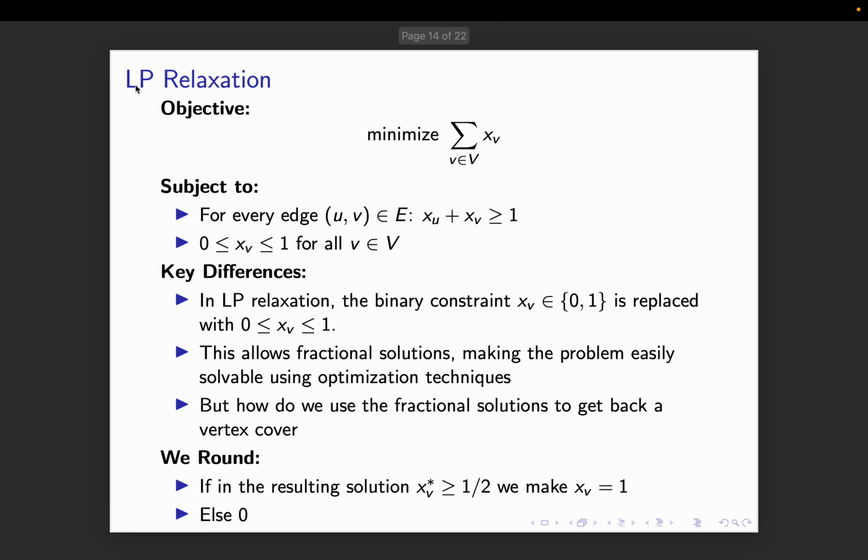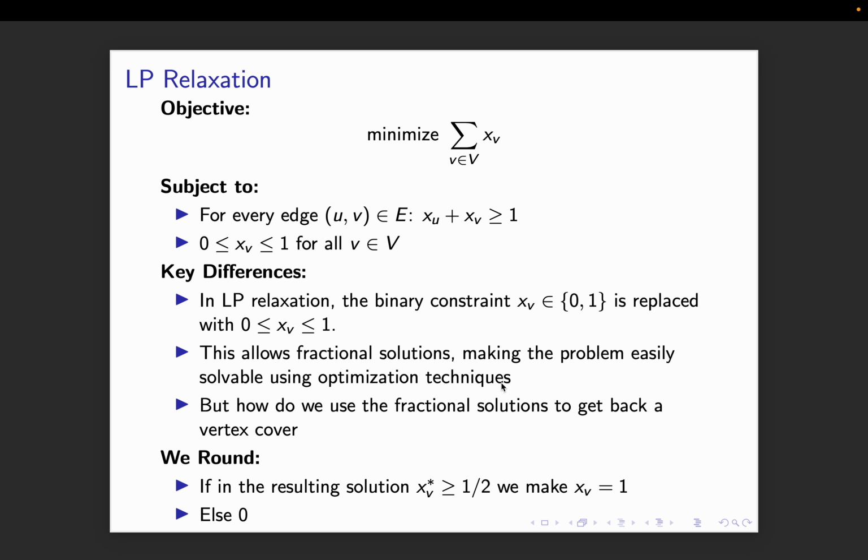However, there is this thing called LP relaxation. So I minimize the xv over all vertices, everything stays the same. For every edge, xu plus xv must be greater than or equal to 1, that stays the same. But now I can let my xv range from 0 to 1. Instead of having a binary constraint, either 0 or 1, I can let my xv take real values between 0 and 1. So in LP relaxation, the binary constraint is replaced with a continuous constraint. This allows fractional solutions, making the problem easily solvable using optimization techniques.